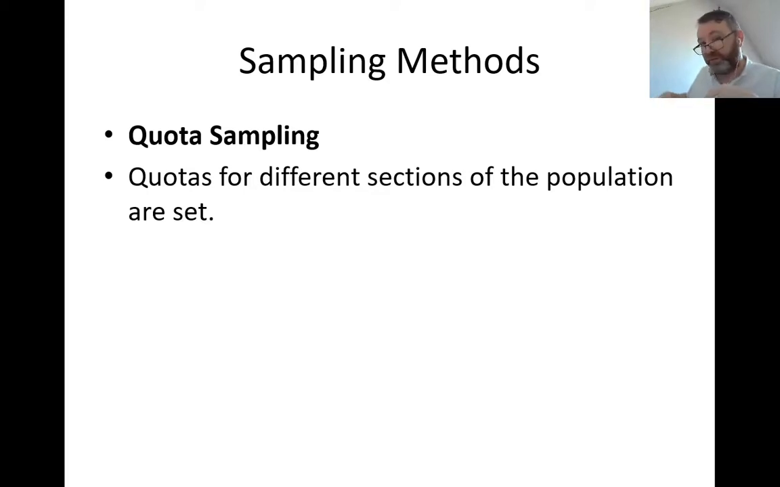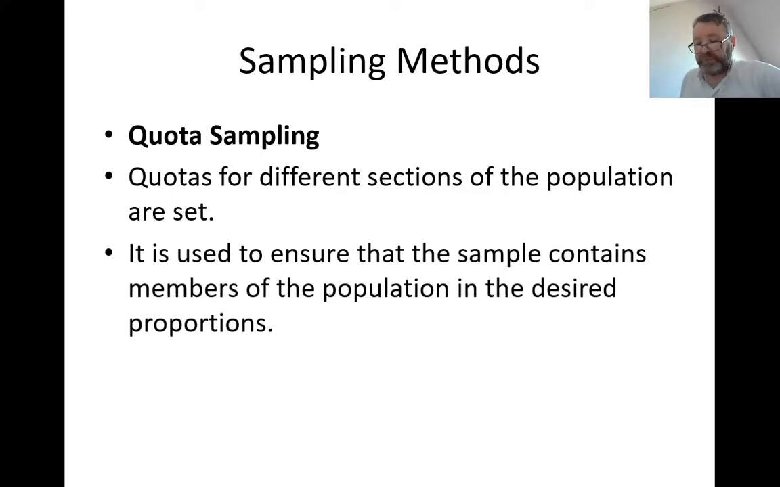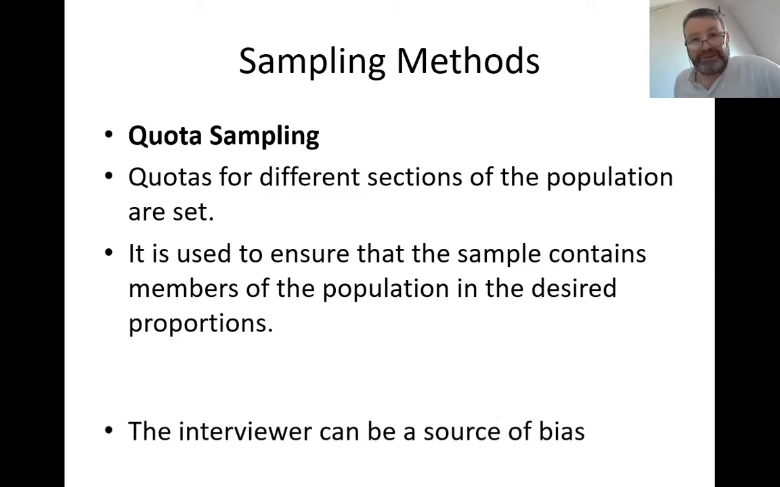So the person at the bottom is eliminated and their votes are distributed upwards, and that lifts you a little bit more. And when you reach the quota, hooray, you're elected. Not that you want to be, but you're elected. It's used to ensure that the sample contains members of the population in the desired proportions.